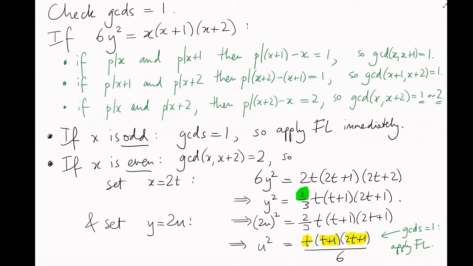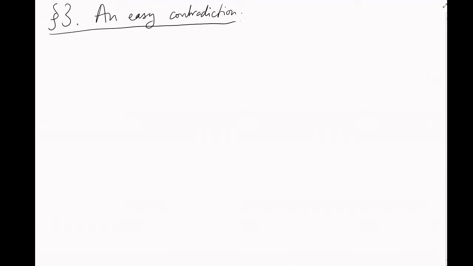Let's now study some individual cases. Section 3. An easy contradiction. In this case, we're going to assume that 2 divides x plus 1, so x is odd, and we're going to assume that x is divisible by 3. Now we can apply the fundamental lemma to this immediately.